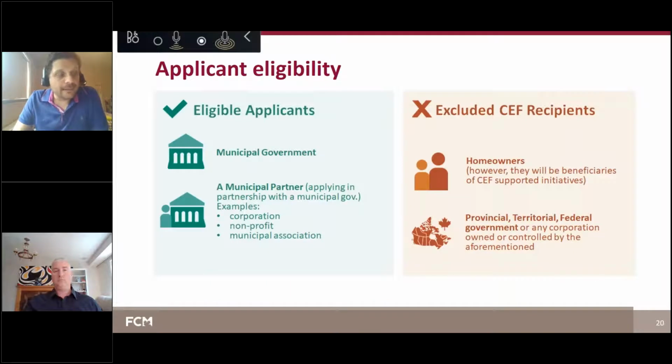As far as applicant eligibility is concerned, there's two types of applicants who are eligible to GMF. There's the municipal governments in Canada, as well as municipal partners who apply in partnership with a municipal government. This includes municipally owned corporations, nonprofit organizations, or private sector entities. Homeowners are specifically excluded from applying directly to Green Municipal Fund, albeit they are the direct beneficiaries of CEF-supported community programs. Provincial, territorial, or federal governments and any corporations they own or control are not eligible to apply. However, they may ultimately be involved in program delivery and could be paid by eligible applicants to undertake work related to program delivery or design.